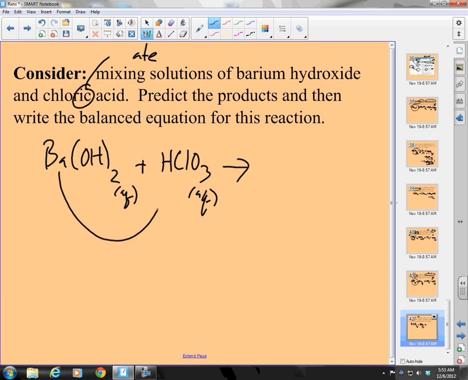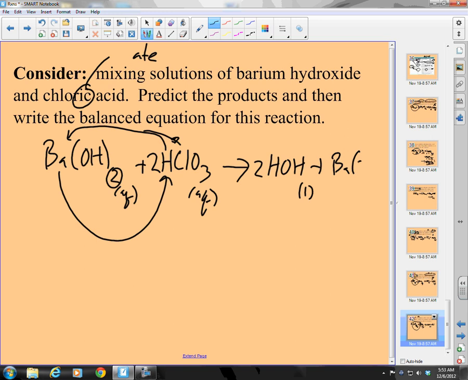Okay, my barium's going to come over here. Oops, not that. My hydrogen's going to go over there. I'm going to make HOH, but notice I have 2 hydroxides, so how many hydrogens do I need? I need 2 hydrogens, so I'll make 2 waters, liquid, plus what? Well, then I have barium, and I have ClO3 chlorate, and I have 2 of those puppies, right? 2 chlorates. Chlorates are -1. Bariums are +2, so I need 2. Good.